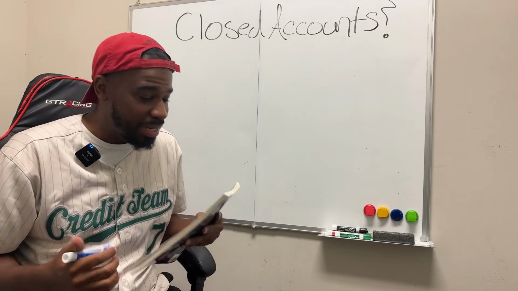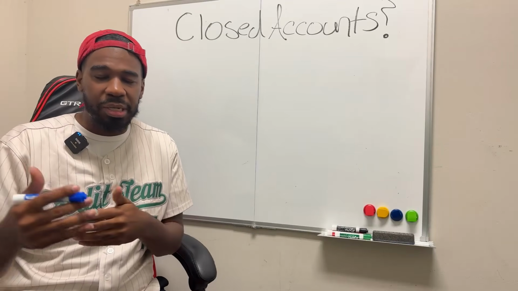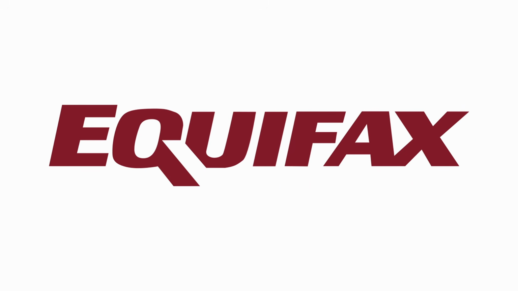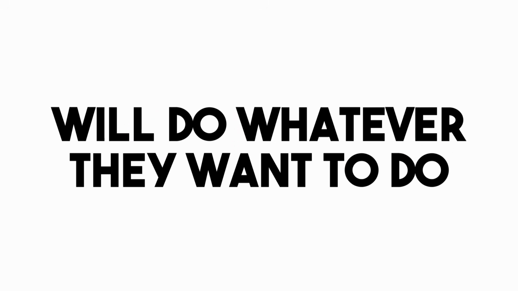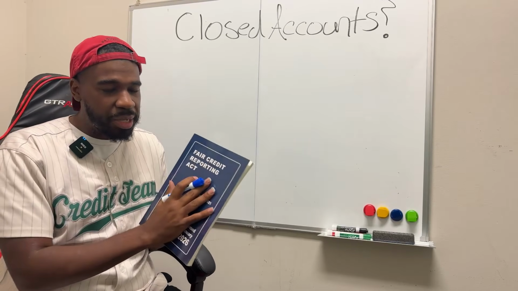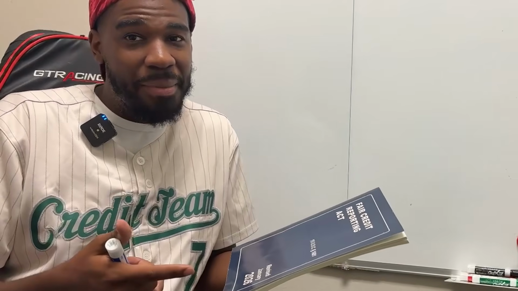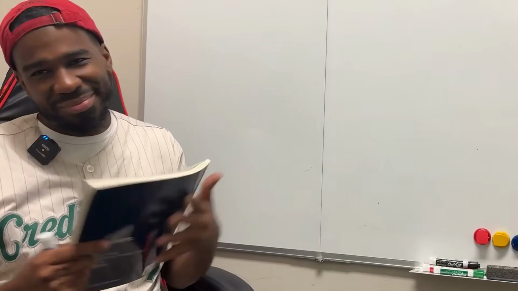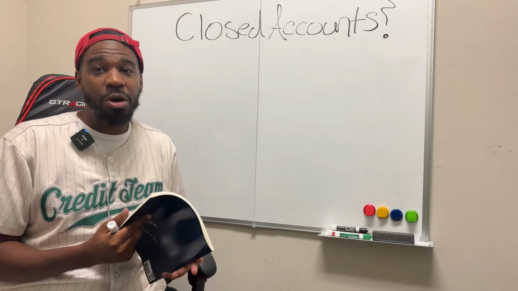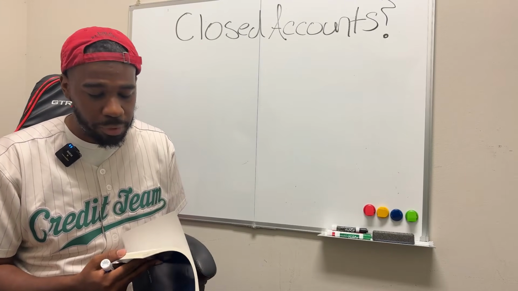And I got you. It's based off of the Fair Credit Reporting Act. The Fair Credit Reporting Act is in place because Experian, TransUnion, and Equifax will do whatever they want to do, but this is in place to help you. Do they abide by it all the time? You already know. So how can we get the account removed off the report?